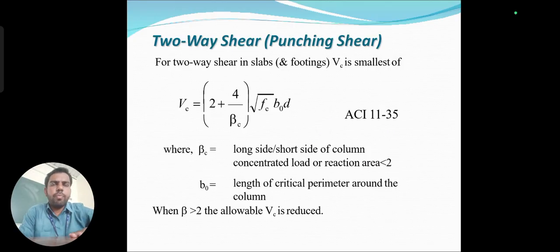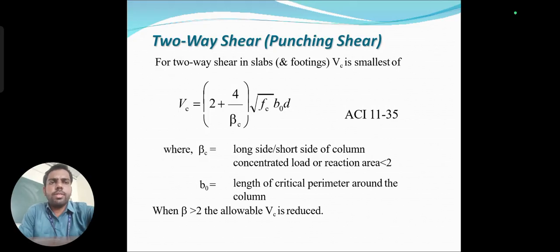Coming to punching shear, the critical section is d by 2 from the face of the column. The total load should be distributed on that particular footing area. In that, how much area is effective for that load, that area should be covered due to punching shear. So here you have to directly substitute this expression in the equation and find out the punching shear values.